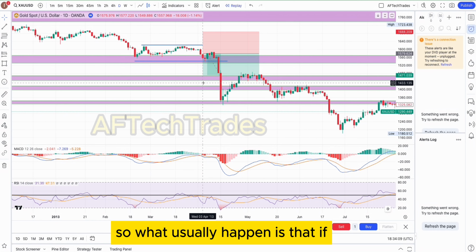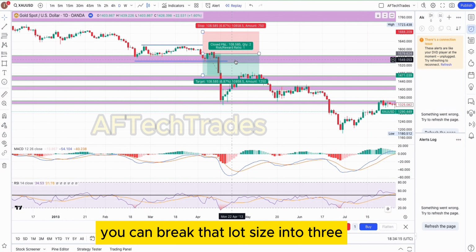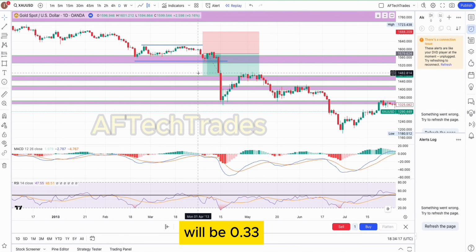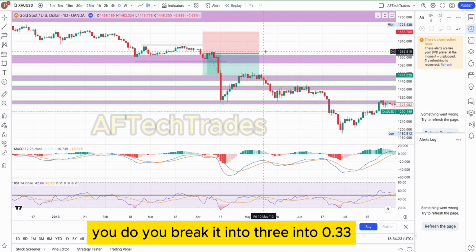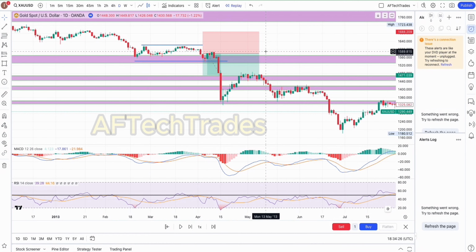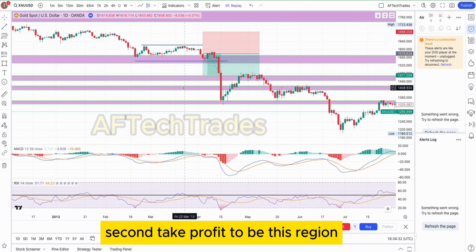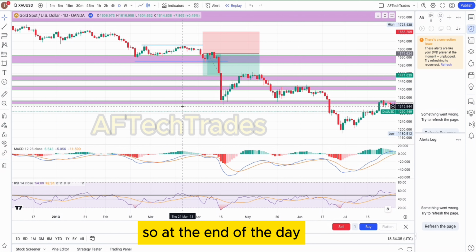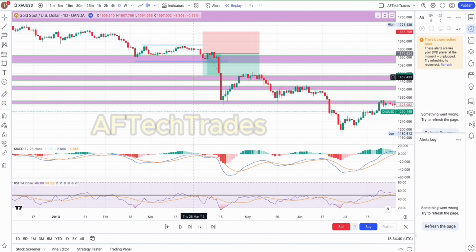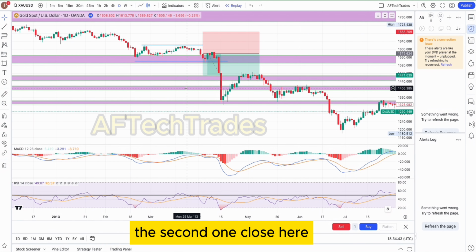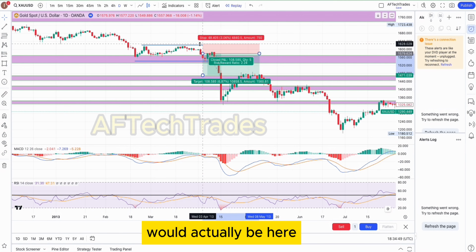So what usually happens is that if your intention is to trade one lot size, you can break that lot size into 3. First entry trade will be 0.33, second entry 0.33, and so on. First take profit will be this region, second take profit will be this region, third take profit will be this region. So at the end of the day, you have traded the 3, because the first one will close here. Then if it goes in your favor, the second one closes here, the third one closes here. But your stop loss would actually be here.